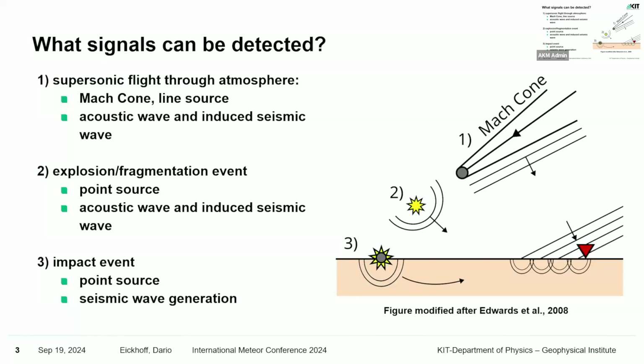Everybody knows this. This is an acoustic point source from which acoustic waves travel spherically. And these can, of course, also induce seismic waves when they touch the ground. And the third mechanism is an impact event where the meteoroid hits Earth with very high velocities, and this just generates seismic waves directly. You should keep in mind the first two mechanisms because they will be important later again in the talk.